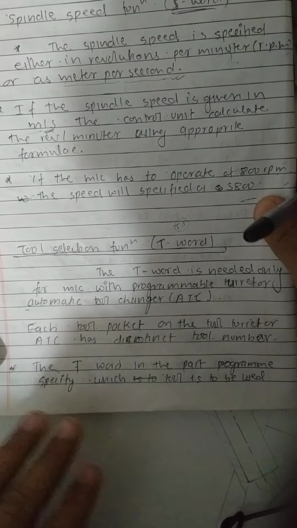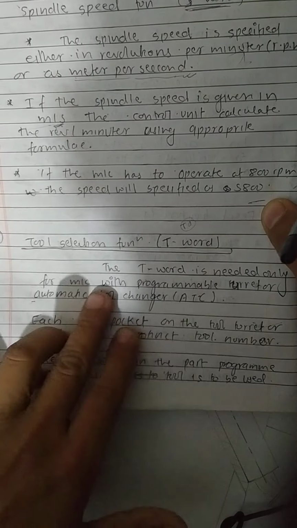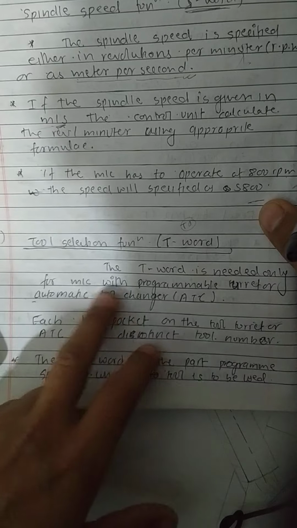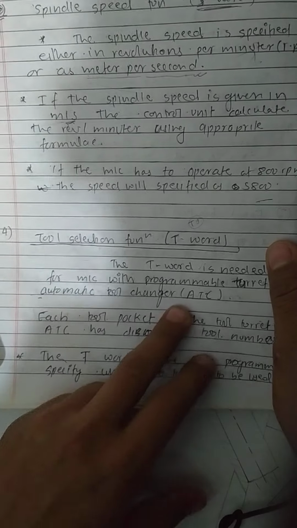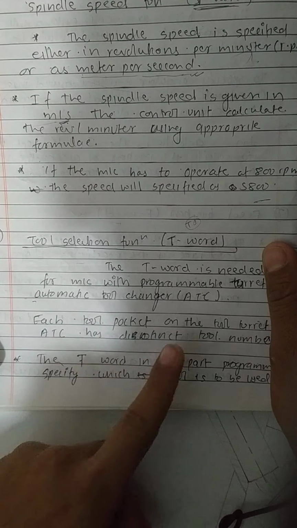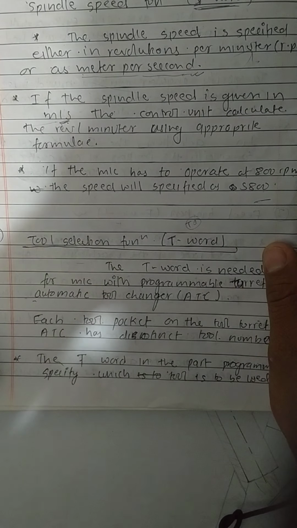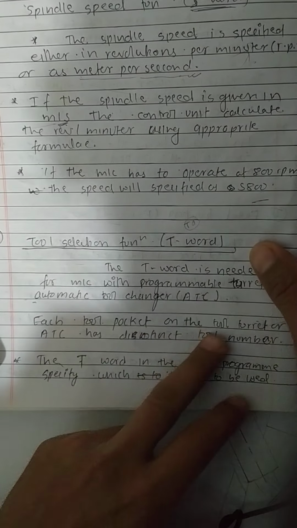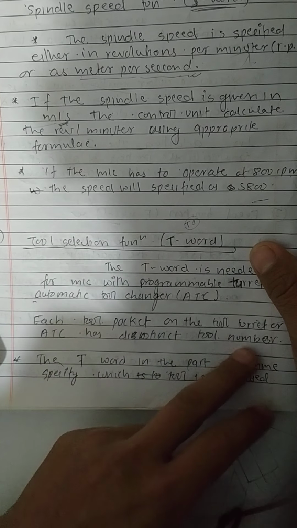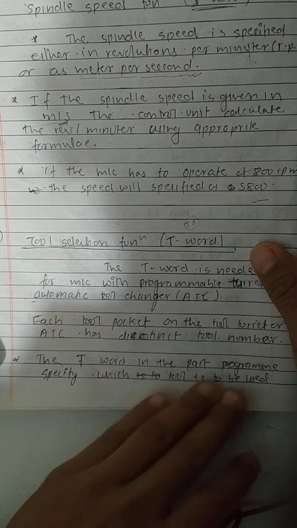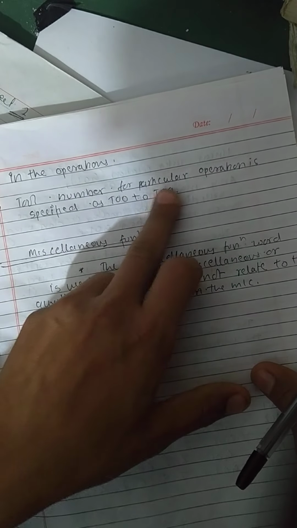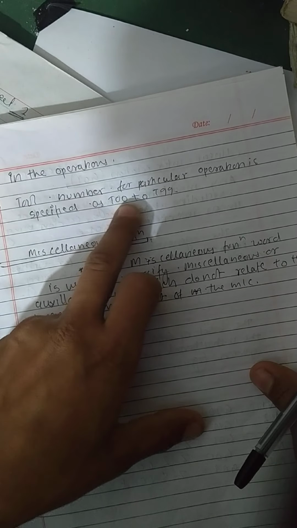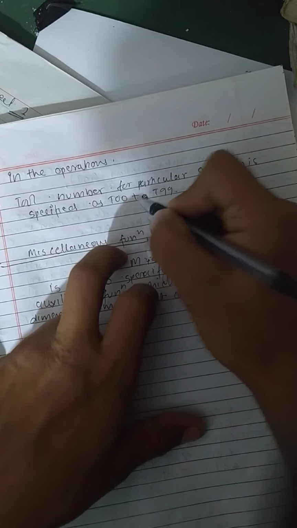Okay, already 10 minutes have gone. The T word is needed only for machines with a programmable turret or automatic tool changer, ATC. What is an automatic tool changer? It may come in the exam. Each tool pocket on the turret or ATC has a distinct tool number. I already told you that the T word in the part program specifies which tool is to be used. In the operation, the tool number for a particular operation is specified as T01 to T99 if there are a number of tools.